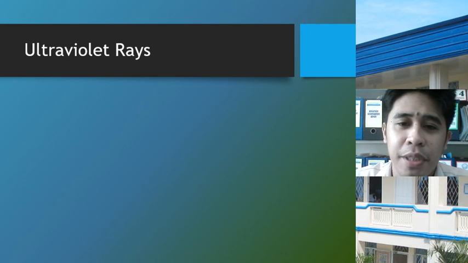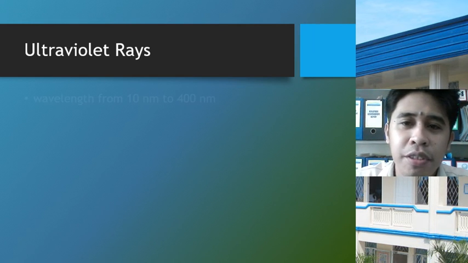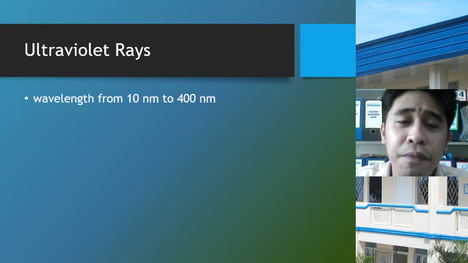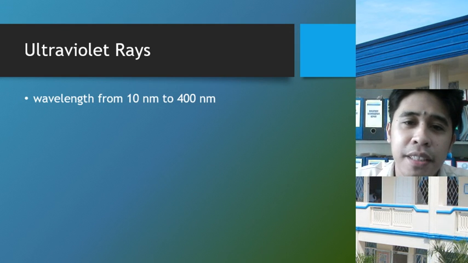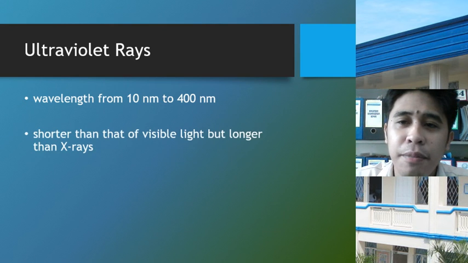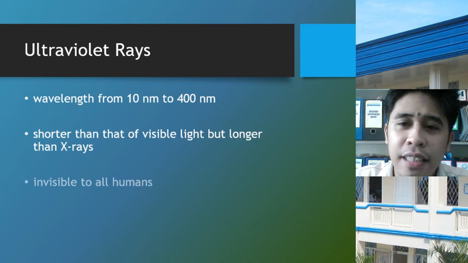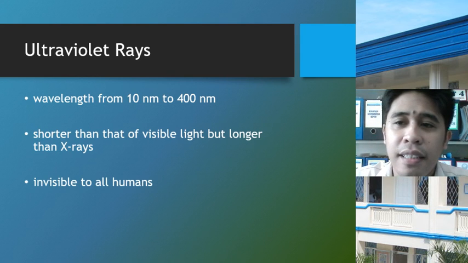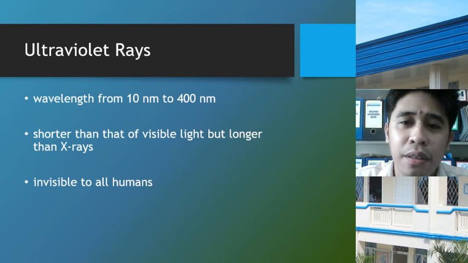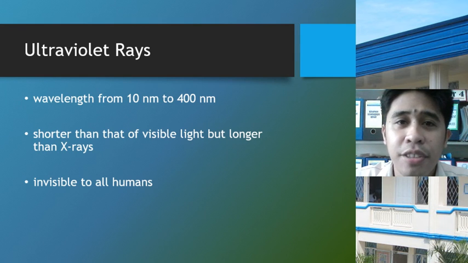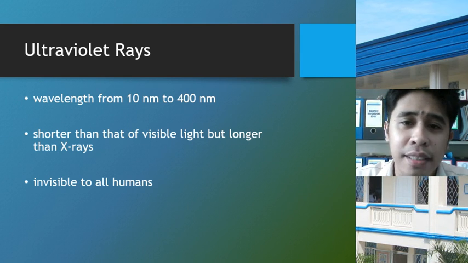The ultraviolet rays. Ultraviolet rays, or UV, are electromagnetic waves with wavelengths from 10 nanometers to 400 nanometers. This means that UV carries higher energy than those in the visible spectrum. They are generally shorter in terms of wavelength than those of the visible light and generally longer than those of the X-rays. These rays are completely invisible to the human eye.